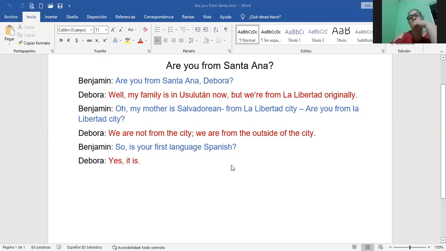Are you from Santa Ana, Kenya? Well, my family is in Usulután now, but we're from La Libertad originally. Oh, my mother is Salvadorian from La Libertad City. Are you from La Libertad City? We are not from the city. We are from the outside of the city. So, is your fifth language Spanish? Yes, it is.